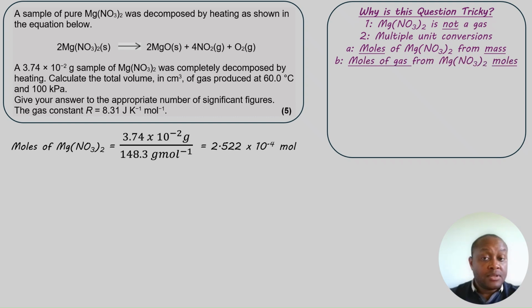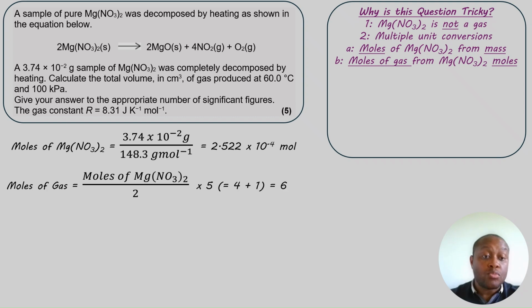Next, we convert the moles of magnesium nitrate to the moles of gas. If you look at the equation, you see that for every 2 moles of magnesium nitrate that decomposes, we get 4 moles of nitrogen dioxide and 1 mole of oxygen gas. This means that we must divide the number of moles of magnesium nitrate which we obtained by 2 and then multiply by 5. Again, to be clear, the 5 comes from 4 moles of nitrogen dioxide and 1 mole of oxygen. When we do that, we get the total number of moles of gas as 6.305 times 10 to the power negative 4 moles.